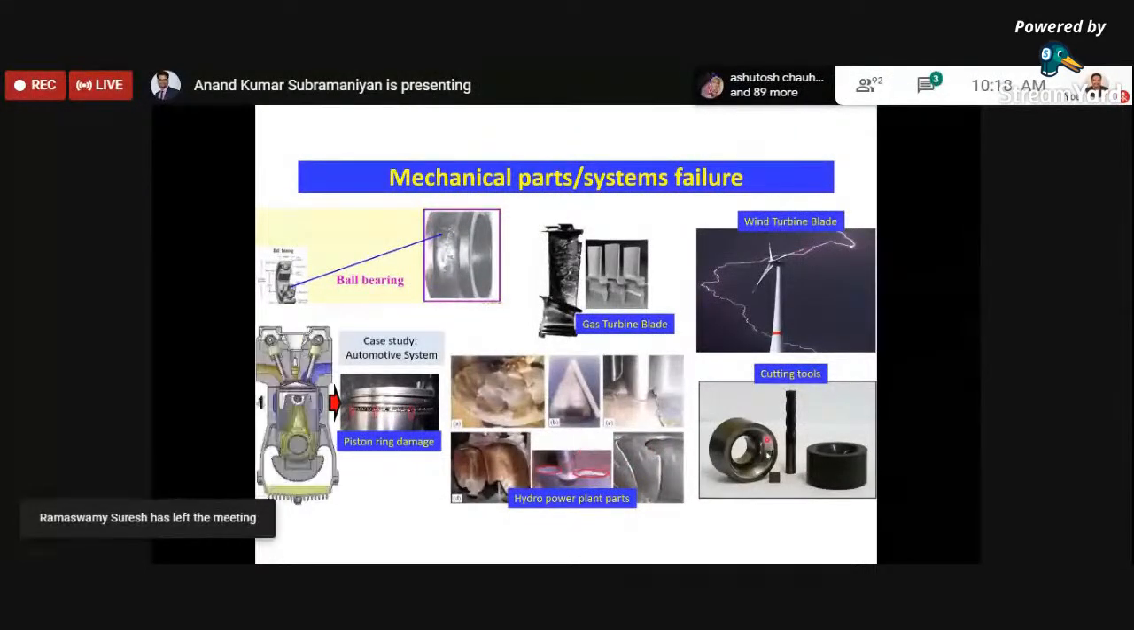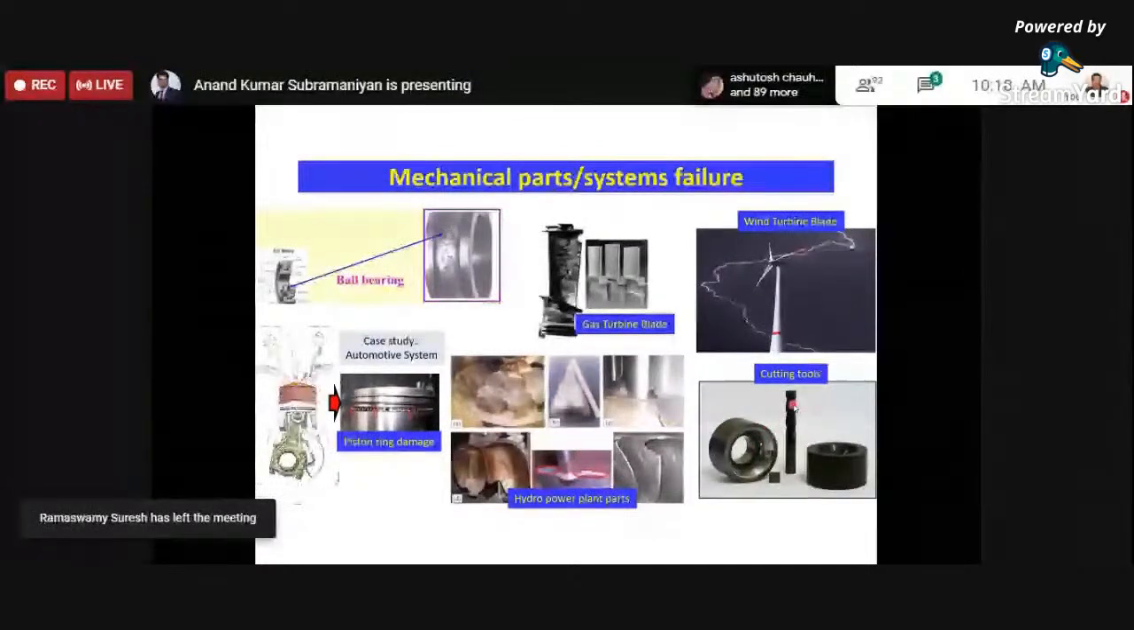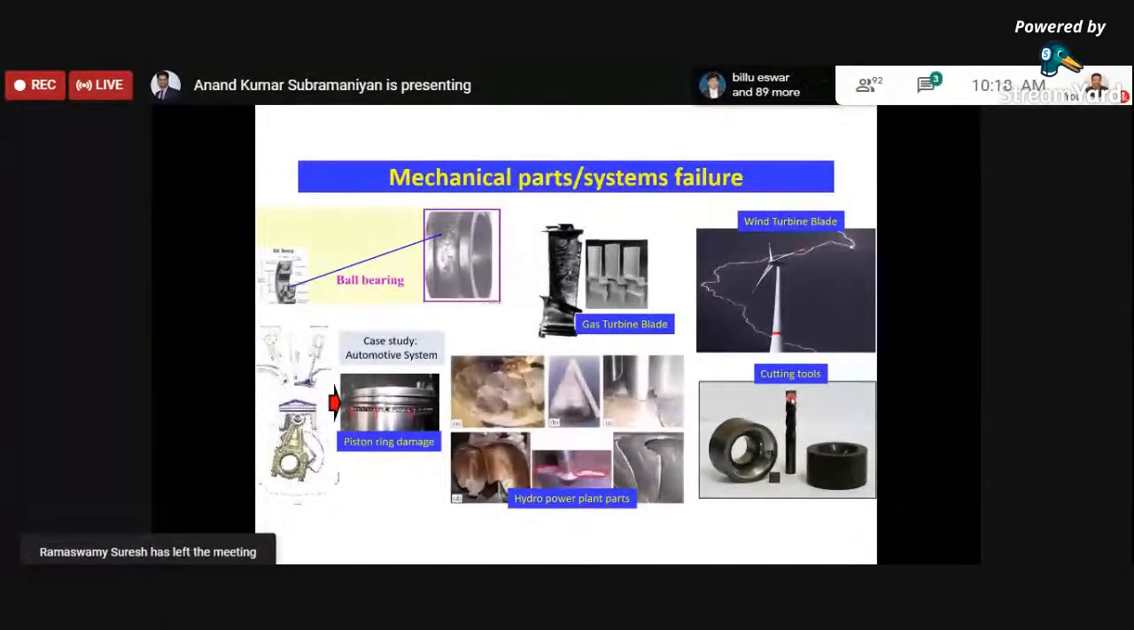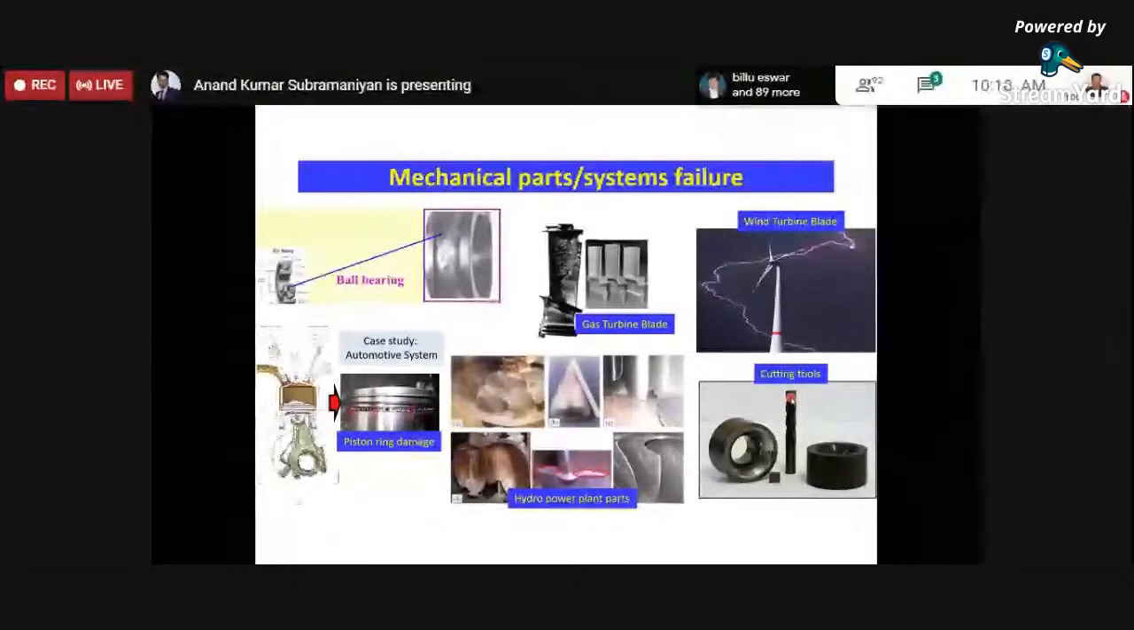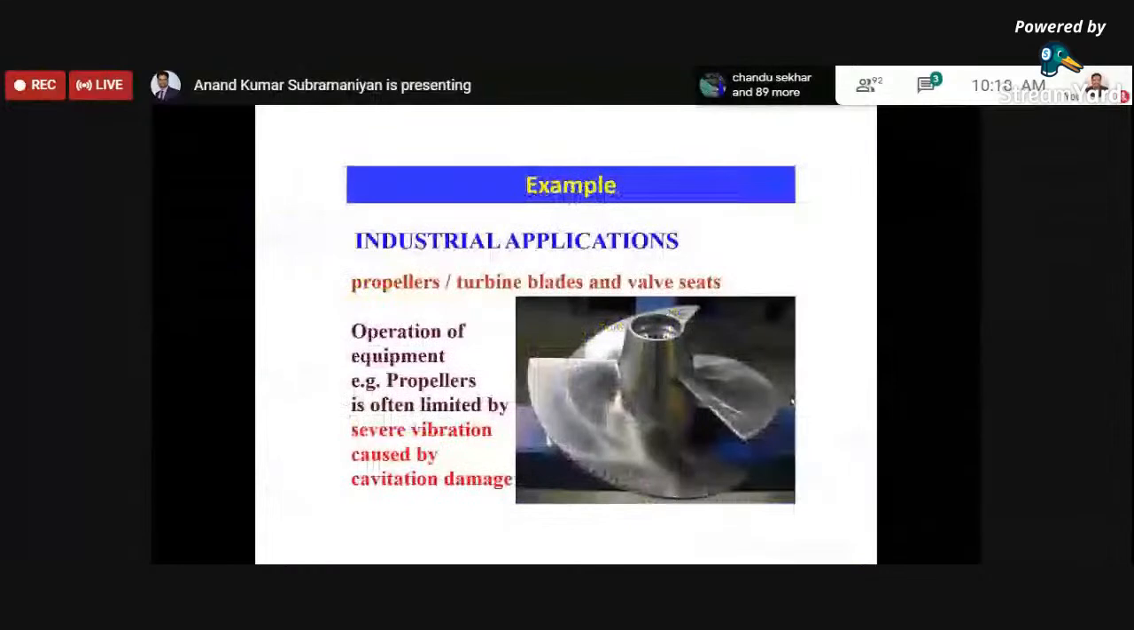And even in the case of cutting tools, when we are using them for machining, let's say, a workpiece, you tend to see that the tool gets worn out, right? Those are all damaging mechanisms that start from the surface, and that is what I want to emphasize. This is just to give you a closer look at industrial applications, such as propellers or the valve seat typically used, for example, in a hydropower plant.